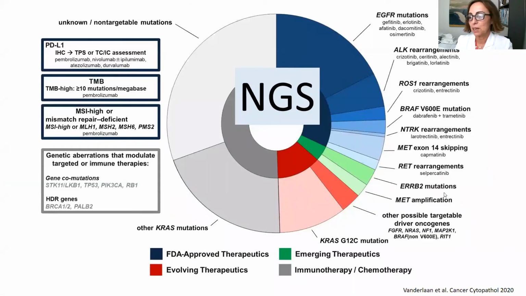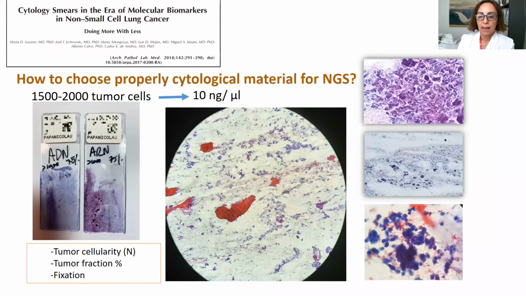And just to finish, because there are so many alterations, if we want to detect a lot of biomarkers using these tiny samples, we have to be familiarized and we have to use NGS. At the end, we have to use NGS. Does cytology have a role in NGS? Of course. Cytology is a very good source of DNA and RNA for NGS studies.